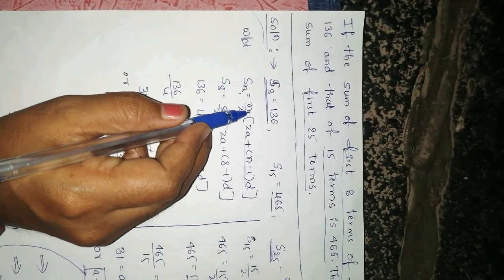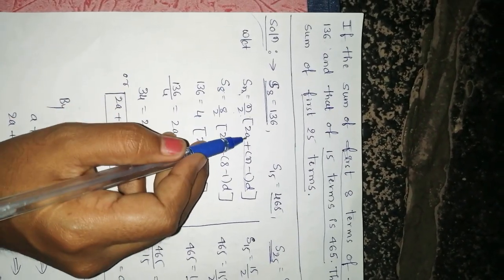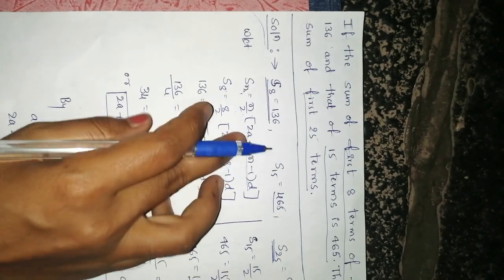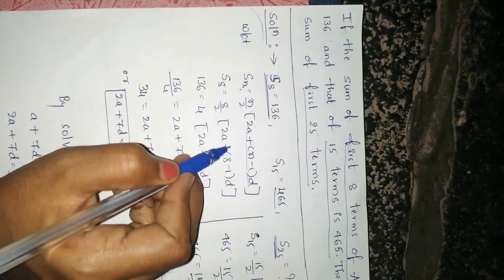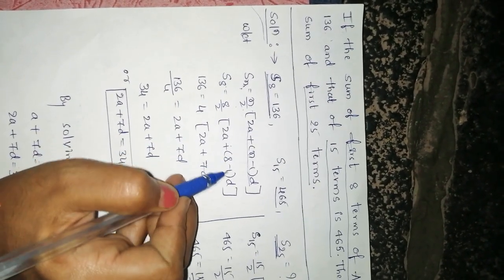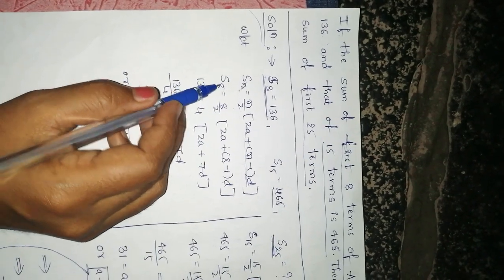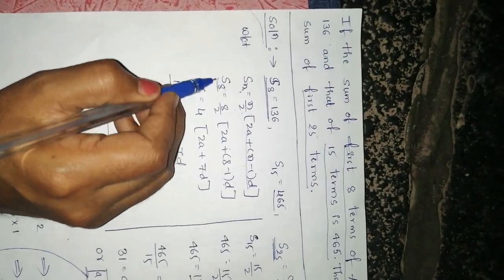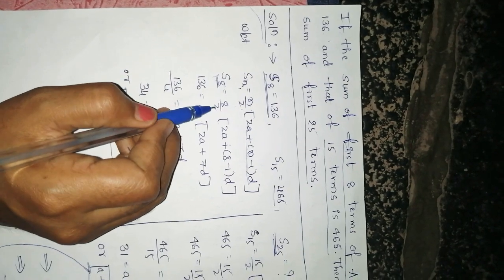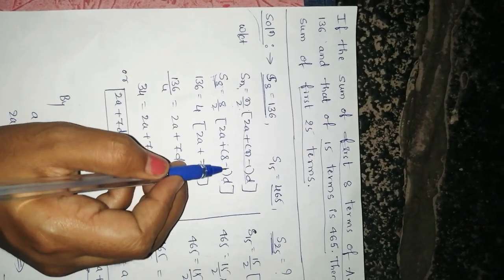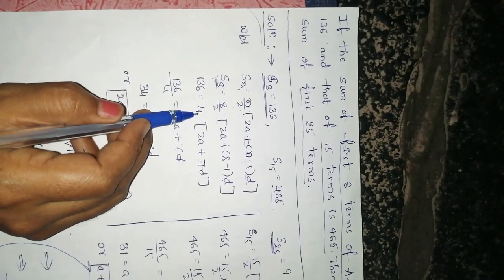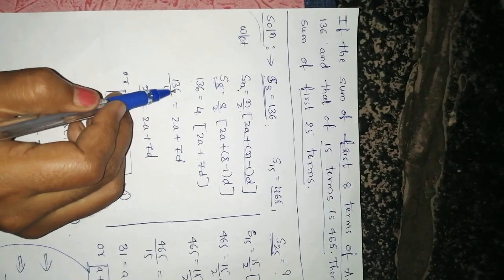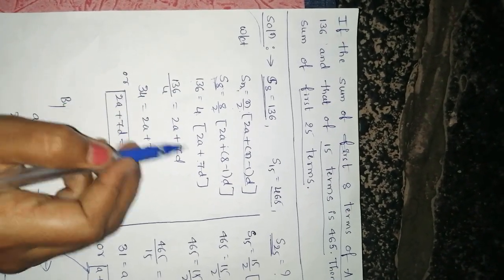So S8 is equal to 8 by 2, 2a plus n value is 8, 8 minus 1, d. We put a and d as they are because we don't know the a value and d value. S8 is given as 136, so insert S8 value 136. 8 by 2 is 4, and 2a plus (8 minus 1) d is 7d. So this 4 shifted here becomes divided by 4, that is equal to 2a plus 7d.